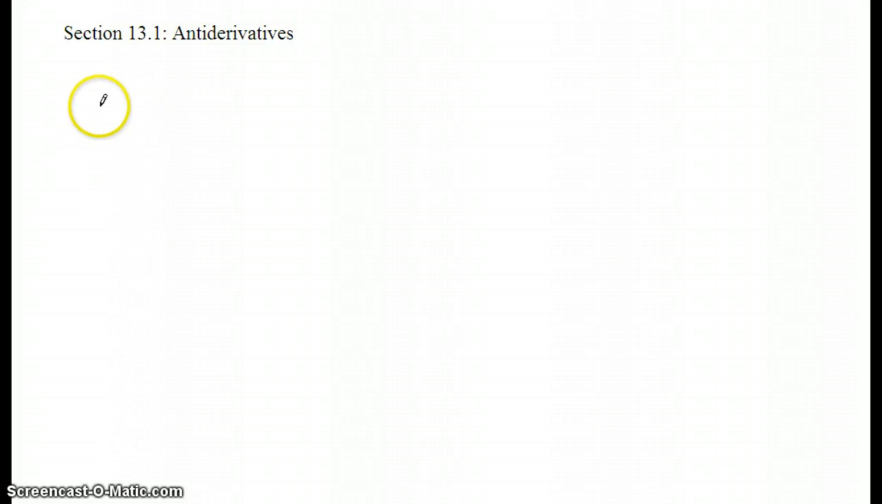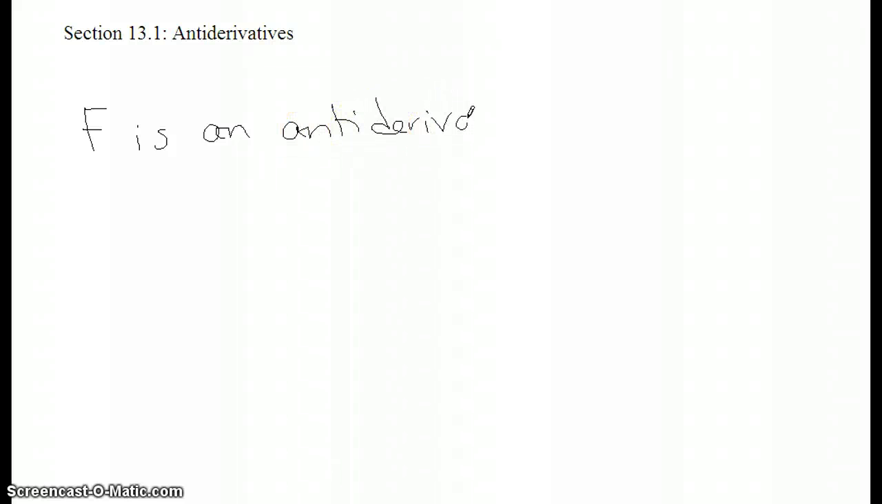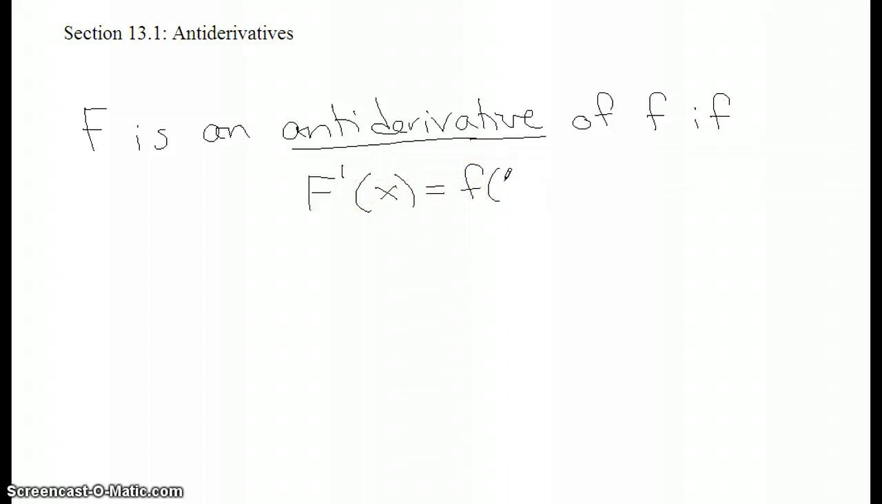We have some specific notation for this, and this is a definition that your textbook uses. We say that capital F is an antiderivative of little f if we know the following relationship is true: if we take the derivative of capital F, we get little f, right? What that means is that little f is the result of applying the derivative to capital F. So if we started with little f, the antiderivative of little f would be capital F here, and that's why we say capital F is an antiderivative of little f.